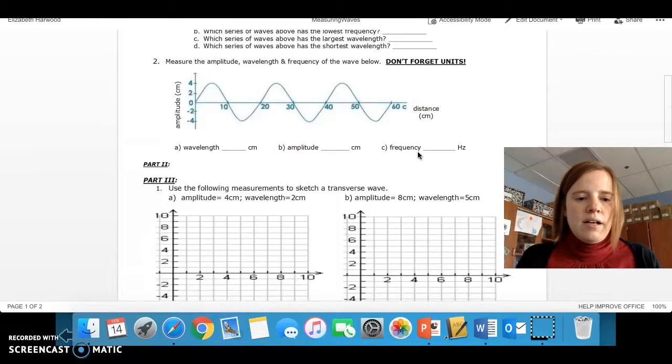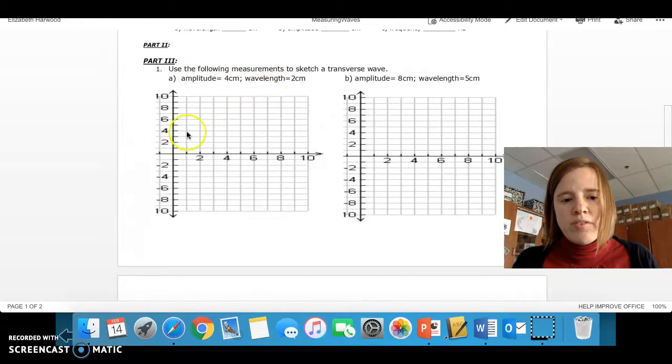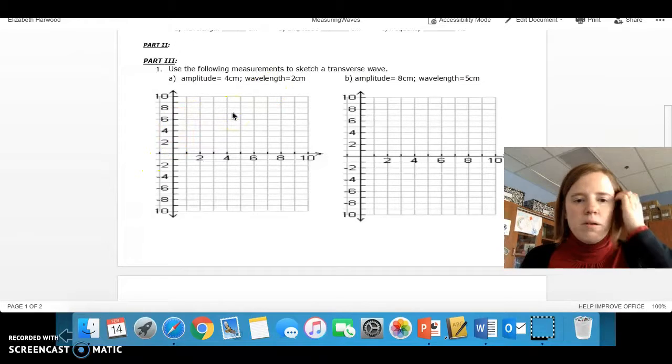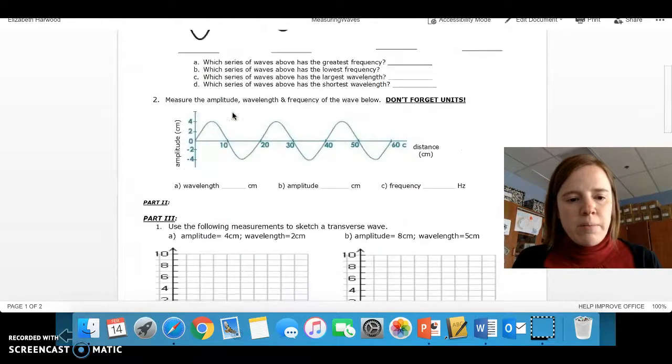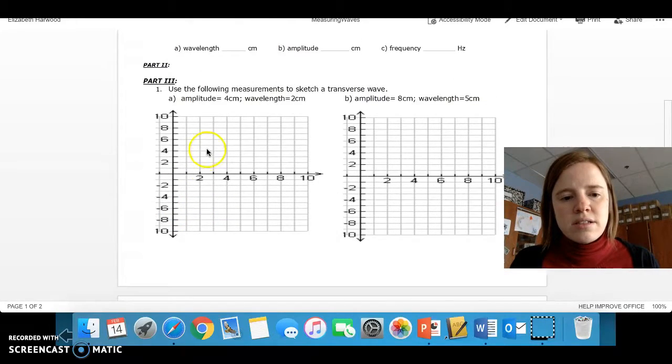Okay? Part 3, you're going to sketch your own. Now you're given amplitude and wavelength, you're going to sketch your own. And the way to do this, because if we travel back up here, we know that amplitude is on the y-axis, distance is on the x-axis. So the first thing you want to do is start to sketch out your dots and then connect the dots. Okay?